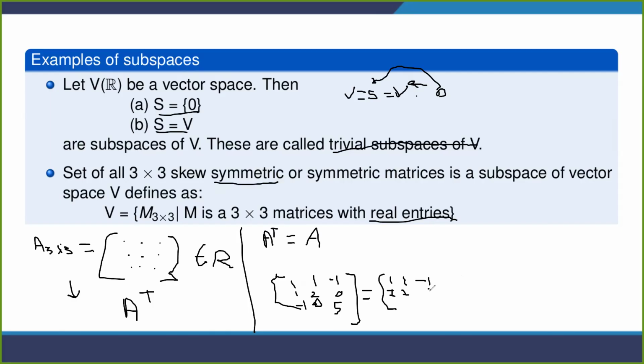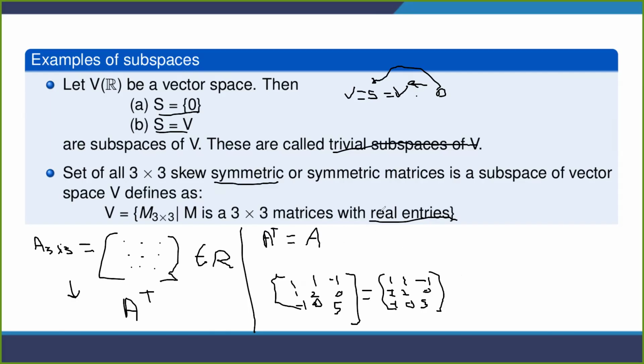2, 0. And then -1, 0, 5. Isn't it the same? Isn't this the same? So that is what we call a symmetric matrix, when the elements are the same in the transpose way, diagonally. So if you mirror this, you'll get the same thing. So this is like A transpose equals A.